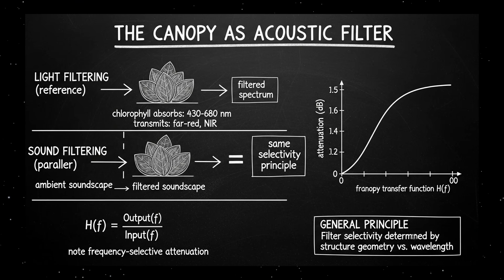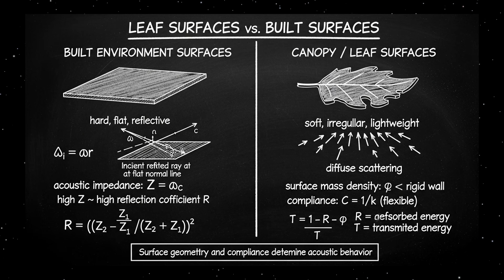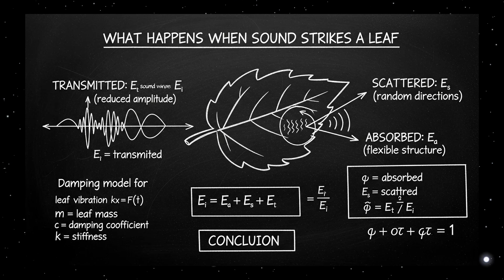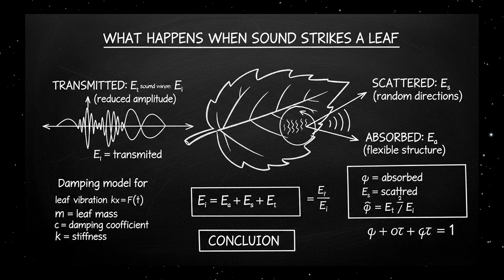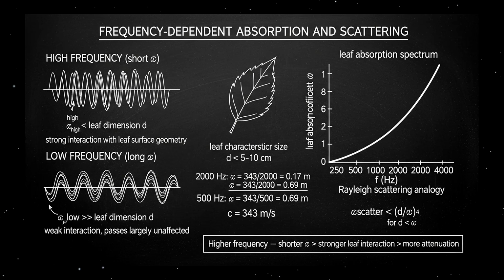The next layer enters through the ears, and the canopy is filtering what reaches them with the same selectivity it applied to the light. Leaves are soft, irregular, lightweight surfaces, the opposite of the hard, flat, reflective surfaces that dominate built environments. When a sound wave strikes a leaf, part of the energy is absorbed by the leaf's flexible structure, part is scattered in random directions by the irregular surface geometry, and part is transmitted through the leaf with reduced amplitude. Absorption and scattering are frequency dependent.